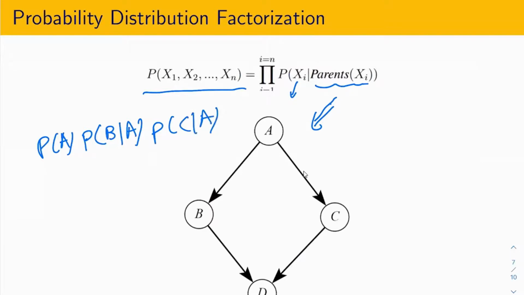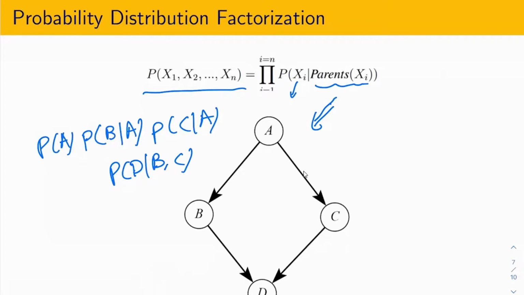And times what's the children of B or C? D. Times P of D given B and C. Why? Because B and C are both parents of node D, right? You could start from D, right? But this one shows the way that, for example, when we talk about forward sampling, the sampling actually works on a graph. So this is more natural.